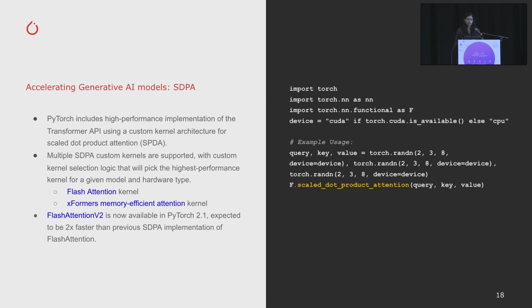So here's how you can use the SDPA kernels. You simply have to call the functional operator scaled_dot_product_attention with the sample inputs. So in your model, you can find where the transformer implementation exists, and if you make the simple one-line change, you can take advantage of the accelerated kernels that PyTorch has to offer.